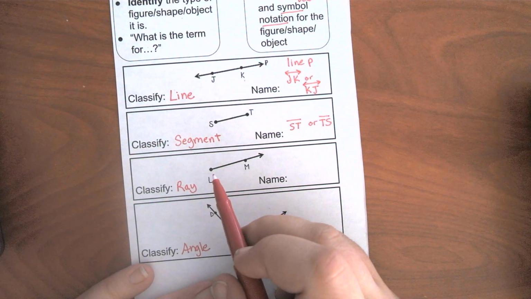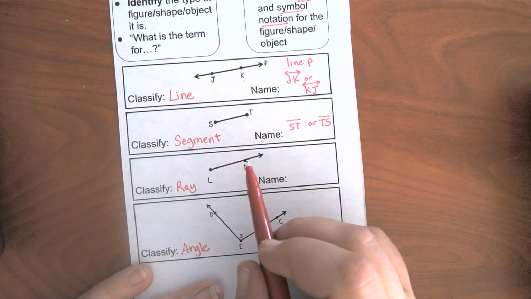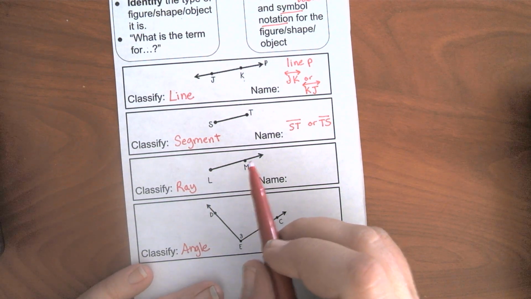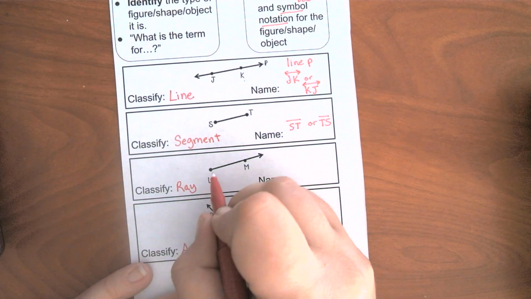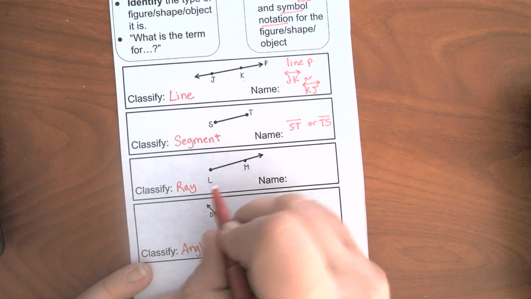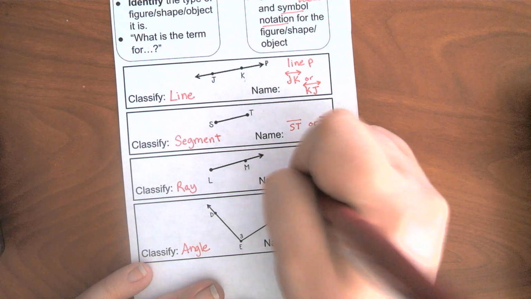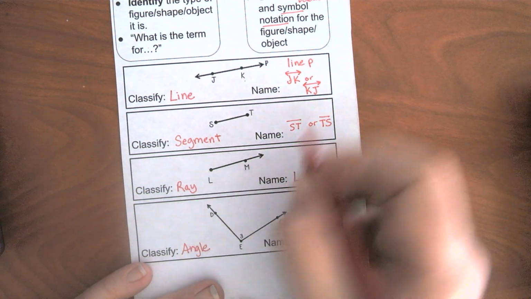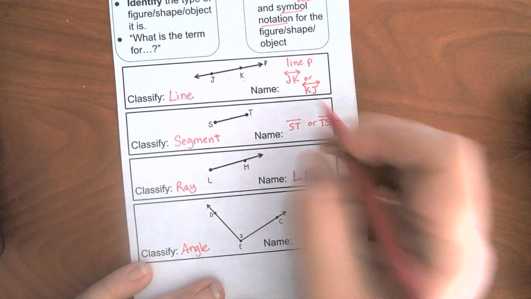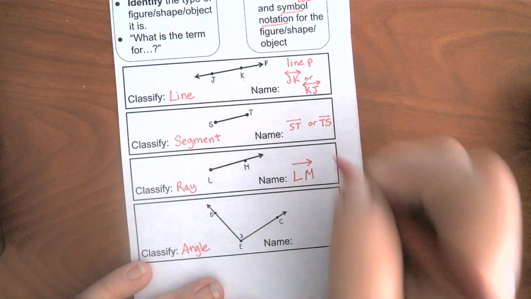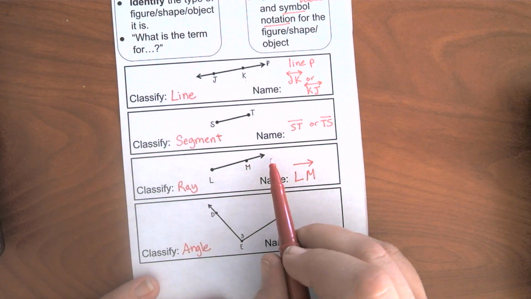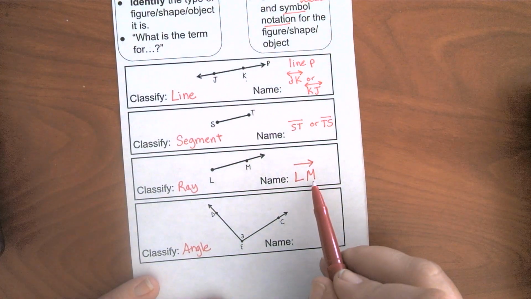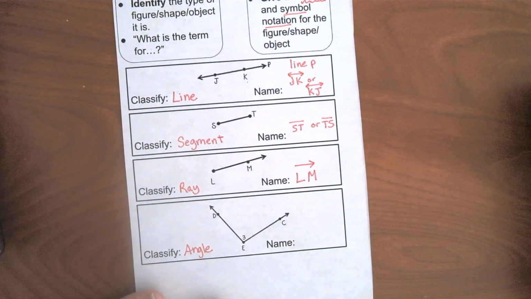But when I look at a ray, I only have 1 endpoint and the other one is just a point on the ray with an arrow on that side. So I have to make sure with a ray that I'm starting my name with the endpoint. So I want to start with L. And then it goes through M, so I would use that letter next. And my arrow always goes to the right. There's no other way to name this ray. Start at the endpoint and go through the other point. So it starts at L and goes to M, arrow going to the right.